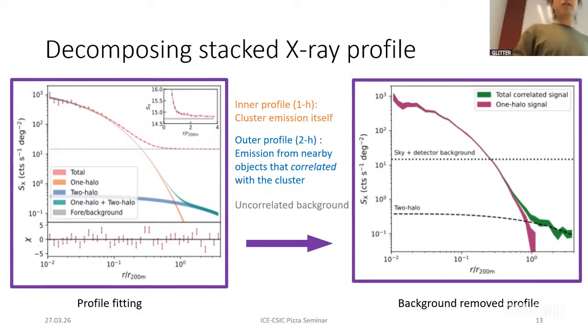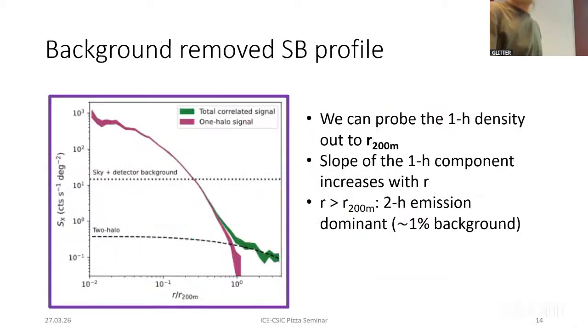So we do the decomposition, and on the right is the background removed profile. Let's focus on this background removed profile first. The dotted line tells us where the sky background is. It's super high, and the two halo signal is basically about 1% of the sky background, and we are probing the emission down to this surface brightness level. And you might ask, what if we remove the two halo term and just fit one halo term plus a flat background? Does it work or not?